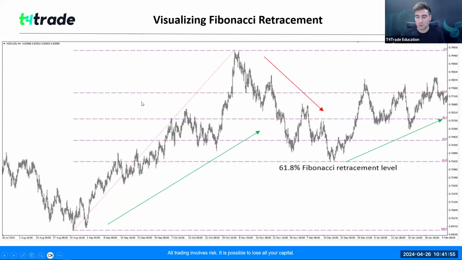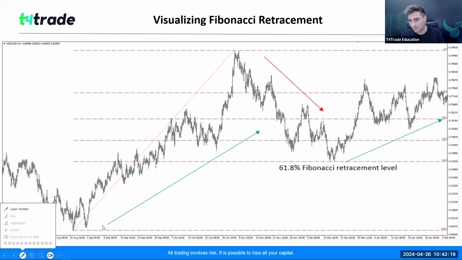So this is a visual illustration of how the Fibonacci retracement tool can be applied to any sort of given instrument. In this case, we have the New Zealand dollar, the Kiwi, against the greenback, the United States dollar. 100% is, again, as we mentioned, the complete reversal of the move.